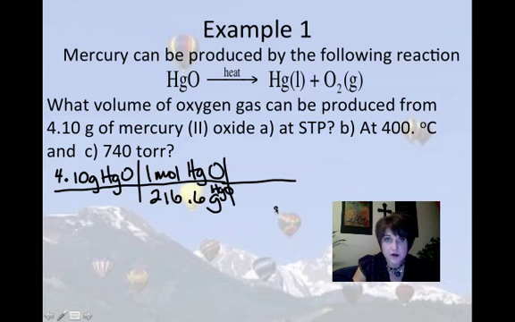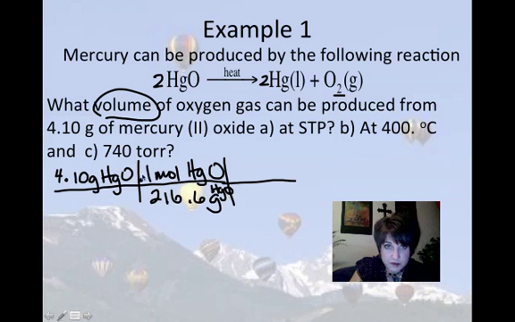And of course this is mercuric oxide, and that's not exactly the stuff that I'm interested in, right? I want to know about the volume of oxygen. So I'm going to have to use the mole ratio to turn mercuric oxide into oxygen. So I'm going to have to come up here and balance this equation. I need 2 of these, so I can get 2 oxygens on this side. That means I'm going to get 2 atoms of mercury for every 1 molecule of oxygen that comes out. So now, mole-to-mole ratio: for every 2 moles of mercuric oxide, I have 1 mole of oxygen gas.